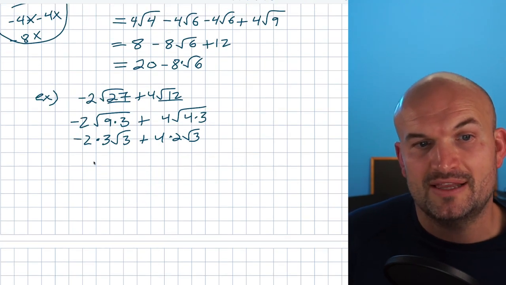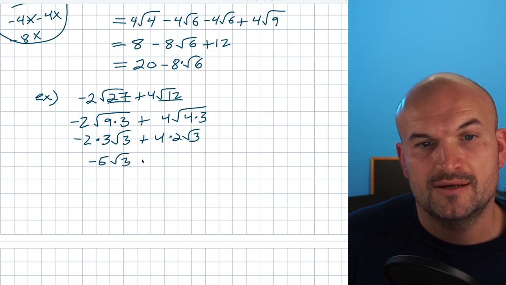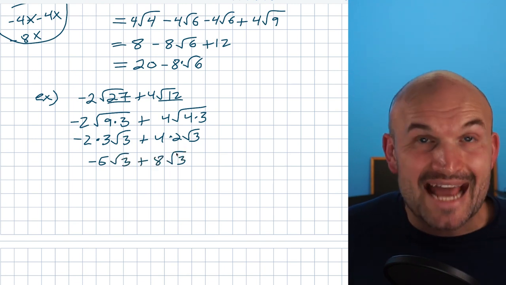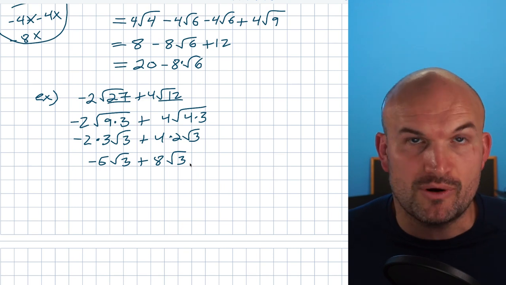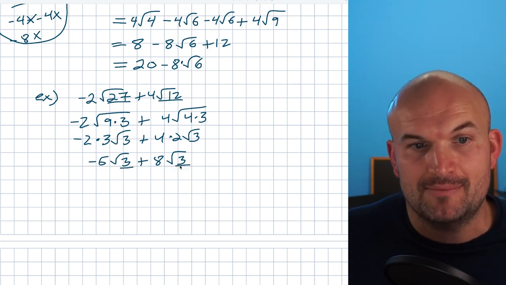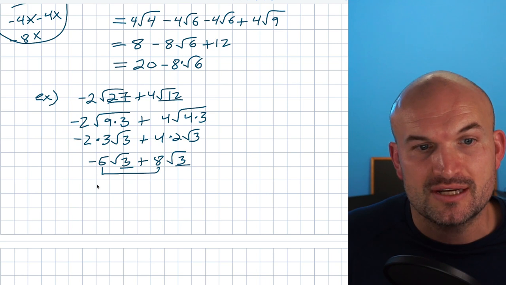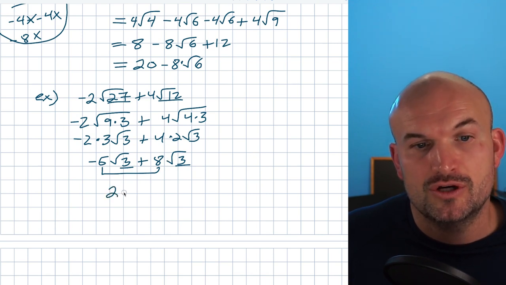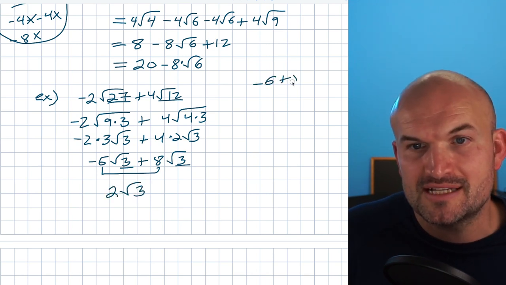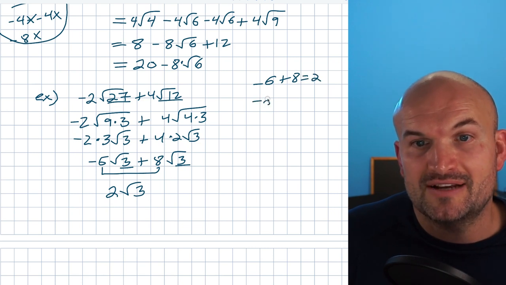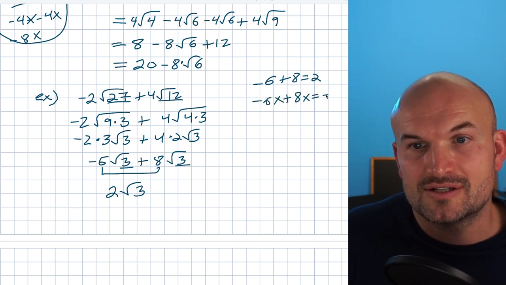Now when I go ahead and simplify this, I get negative 6 square root of 3 plus 8 square root of 3. Now you can see the index is the same, right? They're both square roots. And my radicands are both the same. So now I can just take the coefficients: negative 6 plus 8 is going to be 2 square root of 3, right? Because negative 6 plus 8, we know, is going to be 2. Negative 6x plus 8x is equal to 2x.